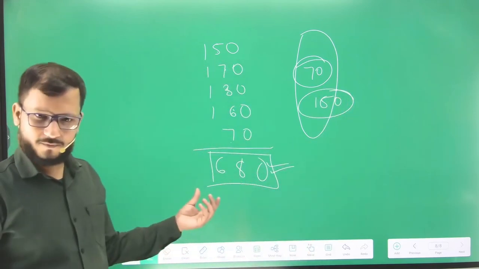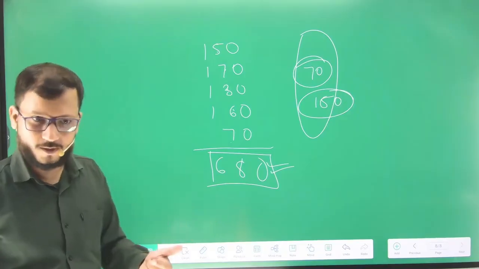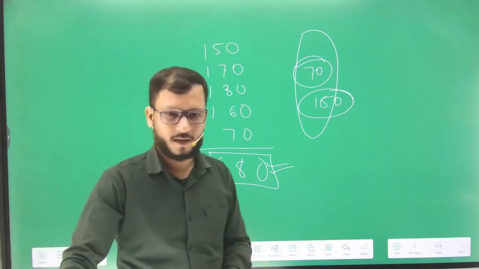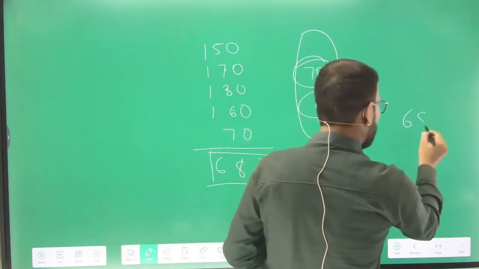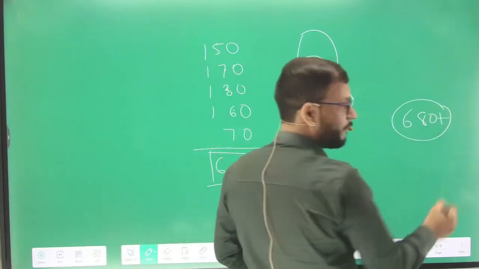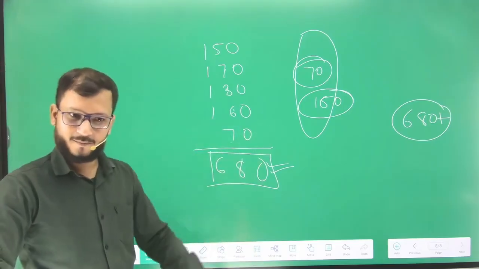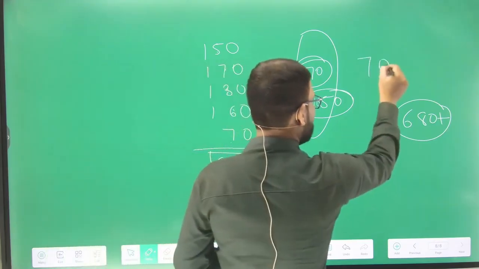See, you may be thinking, sir, 680 is too much for the general category. No, it's not too much. Previous year, what was the marks of the topper? Have you seen? 680 plus overall. What do you think, this year what will be the marks? According to me, it should go 700 plus.